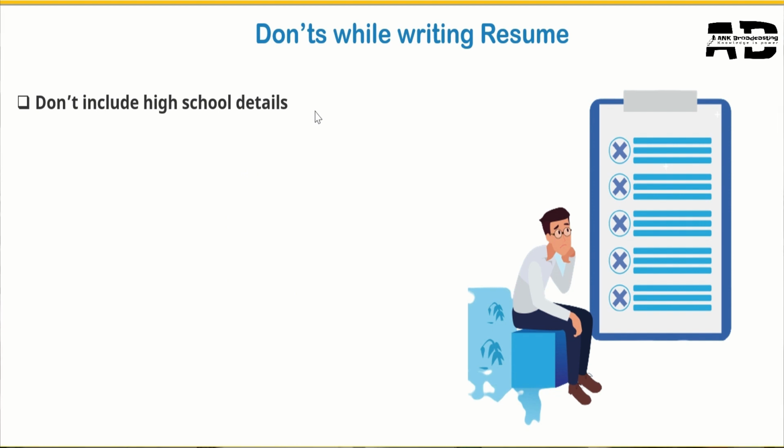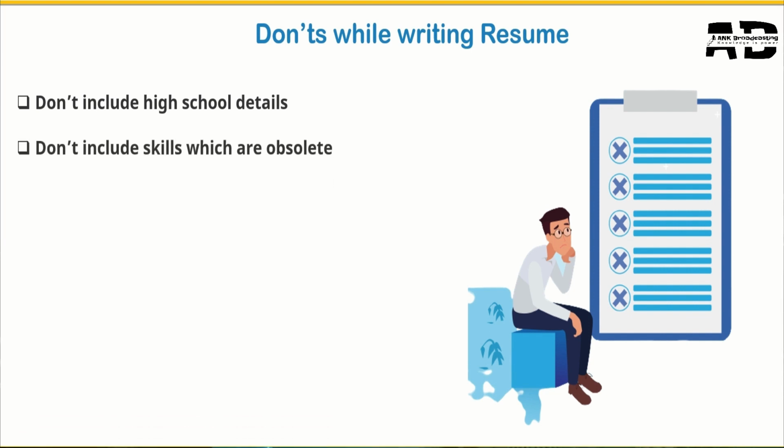Don't include high school details unless you are going as a fresher. So if you are a fresher also, then don't mention anything like you are from 7th standard, 6th standard, what you have achieved in your 6th standard. You may have won a painting competition in your 5th standard, or in your 10th standard or 9th standard. Don't mention those things. They're not required. Okay, so don't include high school details.